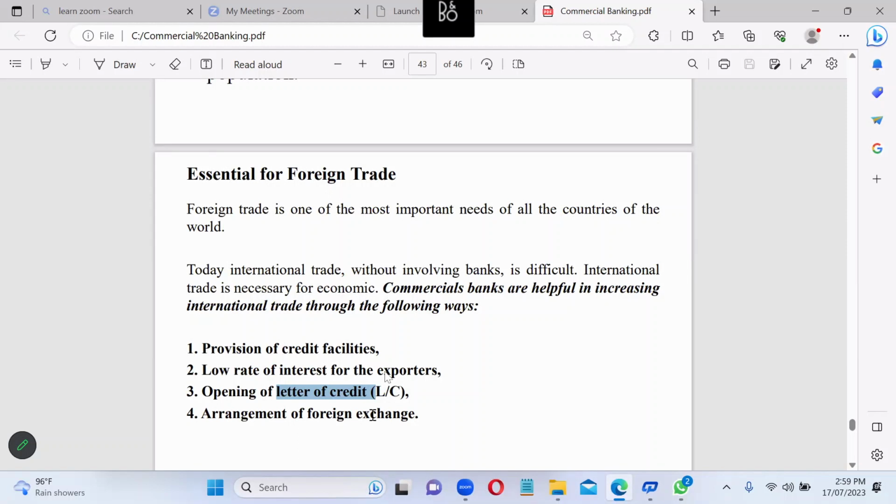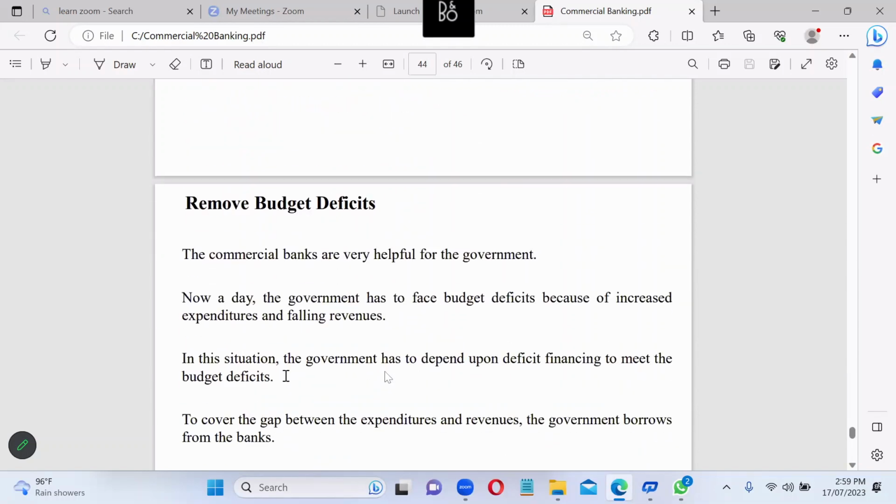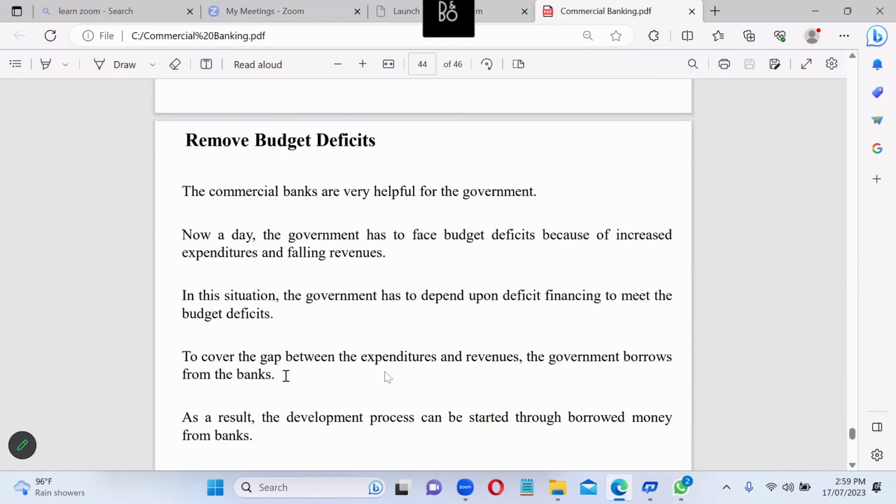For foreign trade, this whole process happens through the commercial bank. The commercial bank helps to increase international trade through these ways. And commercial banks provide great help to the government. How does the commercial bank help the government? By removing the budget deficit.